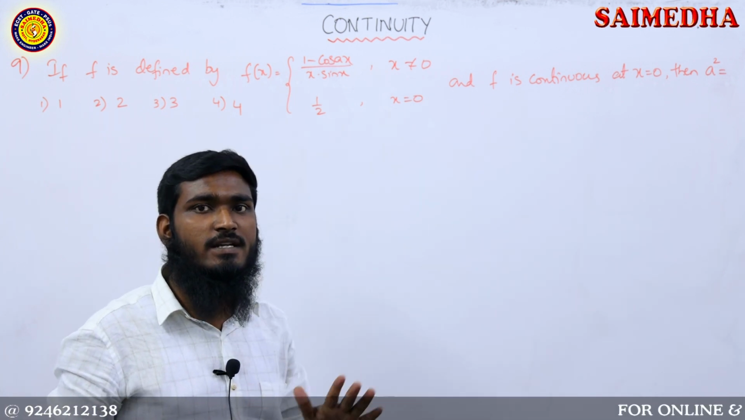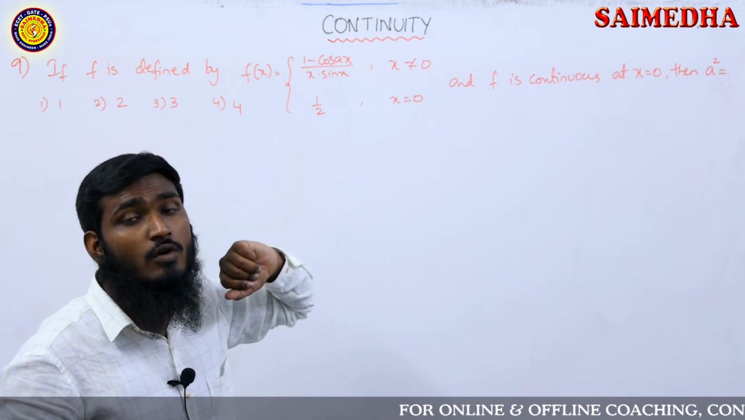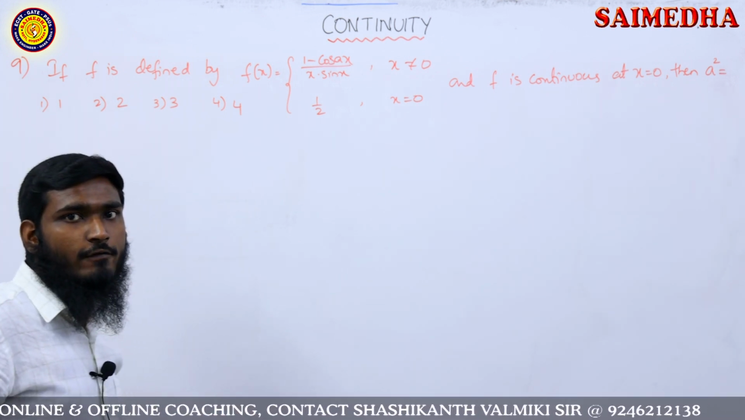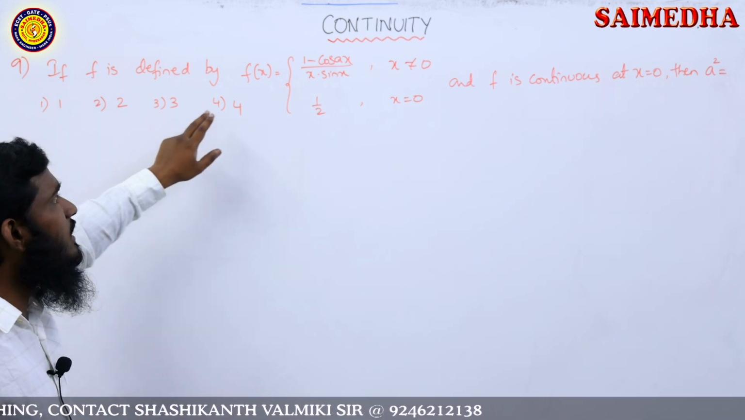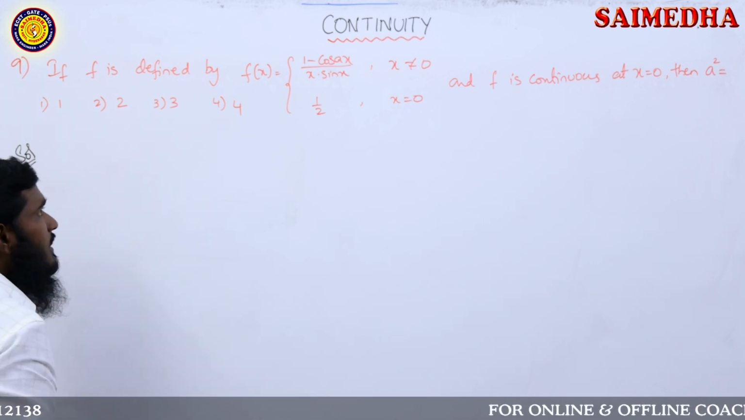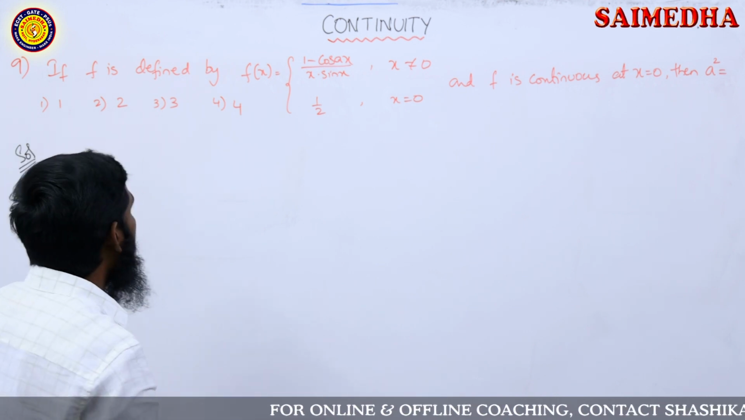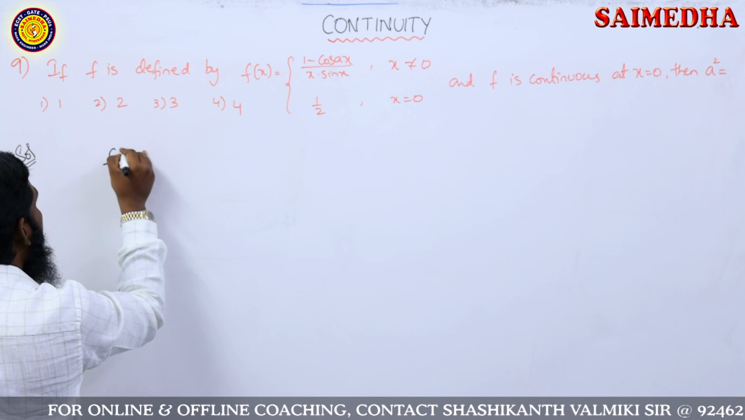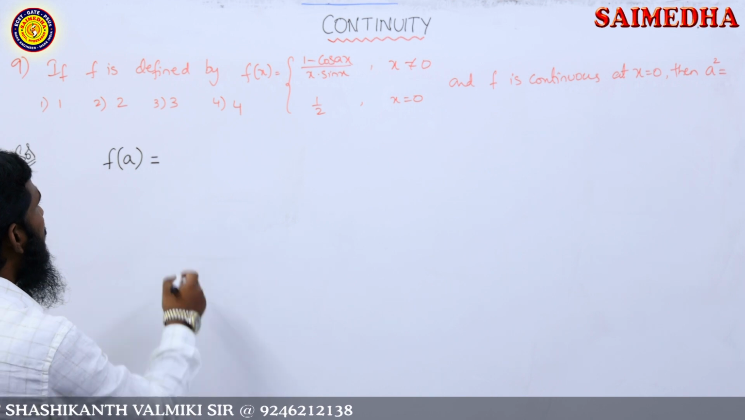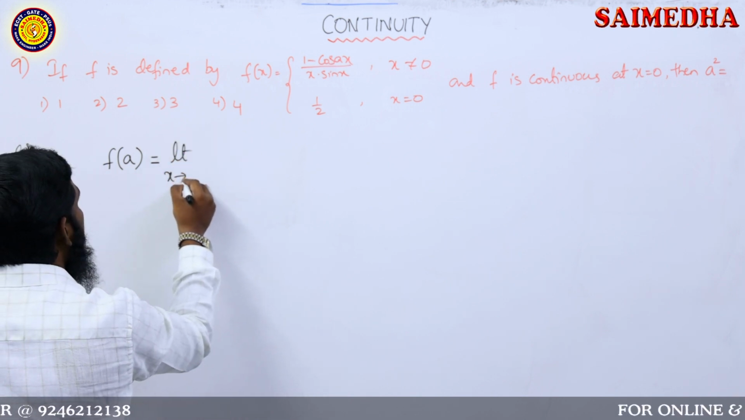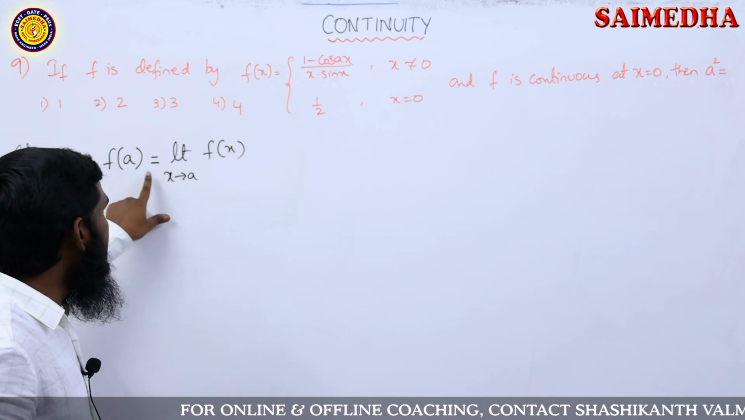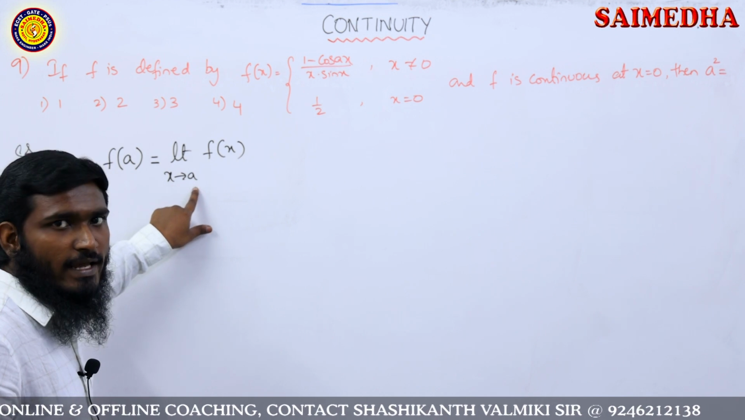The function is continuous, it is already given at x equals 0. Then what we have to find? We have to find the value of a square, and the options are 1, 2, 3 and 4. Whenever the function is continuous, as already given in the question, we can write f of a equals limit x tends to a of f of x.